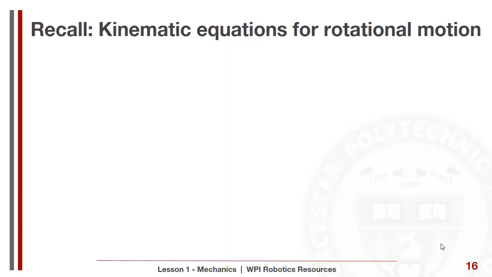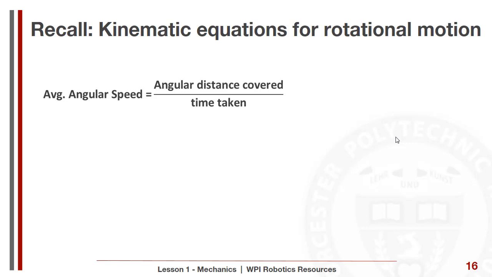All right, so now we can summarize what we've learned about rotational motion the same way we did for linear motion by defining our relevant equations. So first we have the average angular speed, which we just saw from our last slide to be the angular distance covered over time taken.